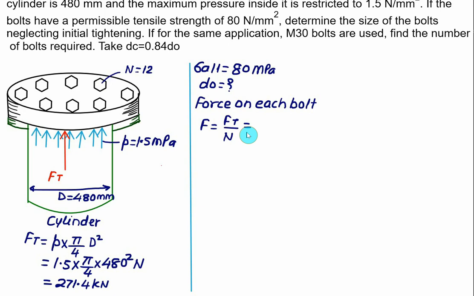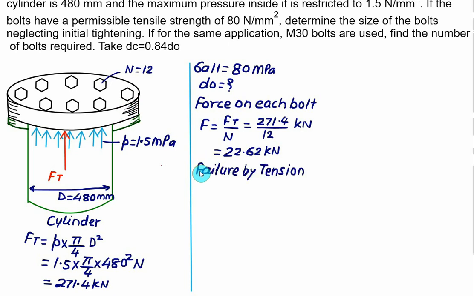So the force on each bolt is F equal to Ft divided by the number of bolts, that is we have 271.4 divided by the number of bolts, 12. This answer will come in kilonewton. So each bolt carries a force equivalent to 22.62 kilonewton. This bolt will experience a force F, and therefore the bolt will fail under tension because it is perpendicular to the cross section area. So we have a failure by tension.